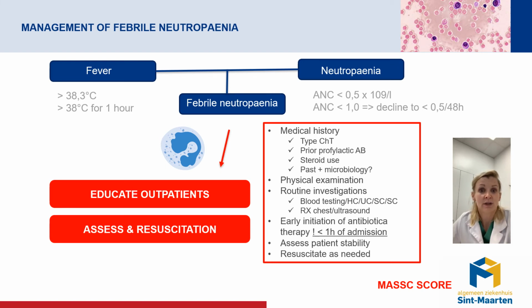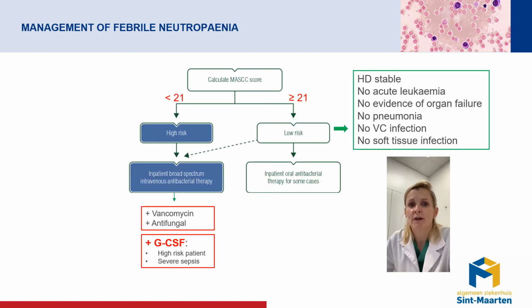And as we already discussed before, you can use the MASCC index or score to estimate the risk. So patients who are at high risk, when the score is less than 21, should be admitted on a broad spectrum antibiotic therapy. And depending on the focus, you can associate vancomycin or an antifungal therapy. And when there is a very severe sepsis, you can associate granulocyte colony-stimulating factors or growth factors.